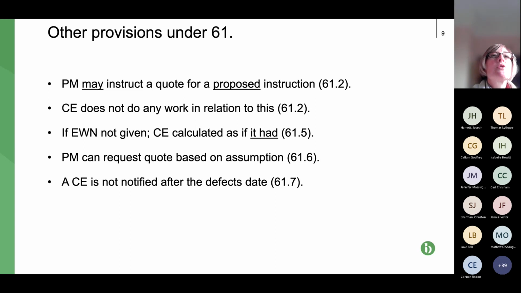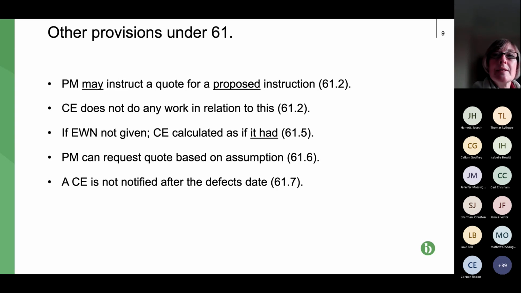So, some of the provisions regarding clause 61, just to be aware of. The first one is that the project manager can instruct a quote from the contractor for a proposed instruction. So generally, when we're doing this whole CE process that we already know could take a matter of weeks, the contractor proceeds with the work, irrespective of the fact that the project manager might be saying it's not a CE, or might be saying it doesn't agree with the quote. The contractor has still got to proceed with the work.